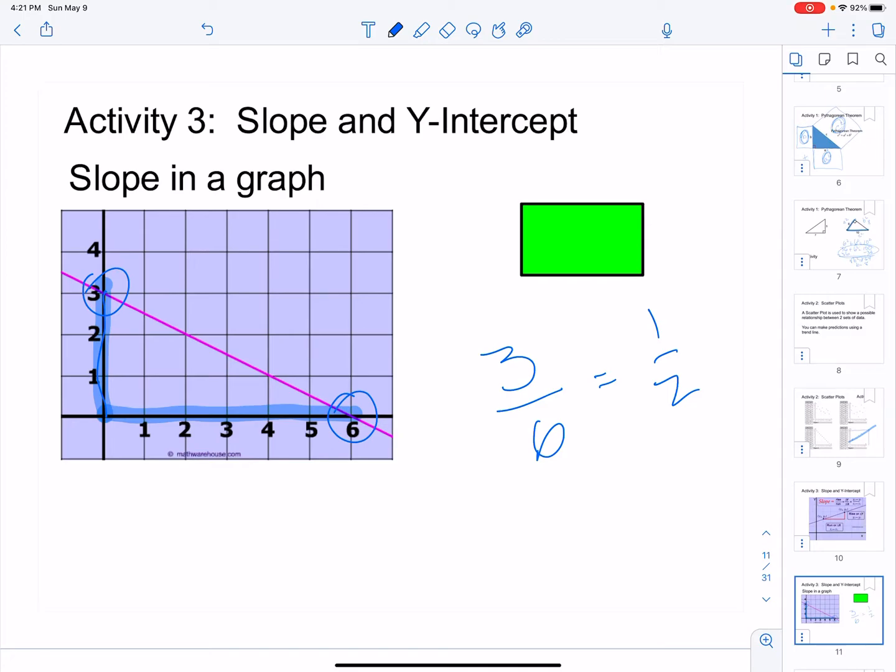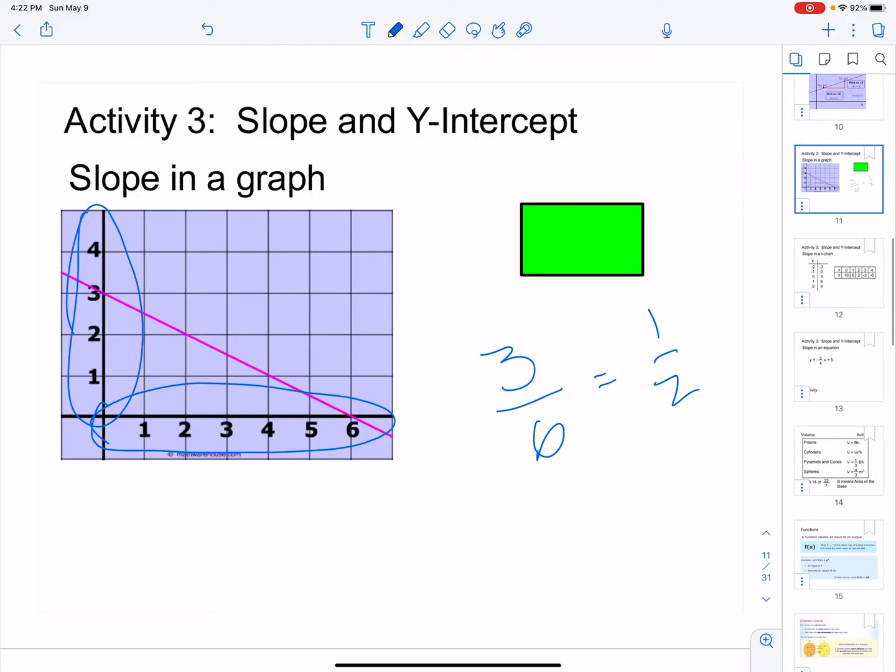Okay, now the one thing I've noticed that several of you are doing, which is not a good thing, is we're not paying any attention to the scale of our graph. Please make sure that you pay attention to the numbers on the x and the y axis to determine what numbers to count by when you're doing rise over run or fall over run.